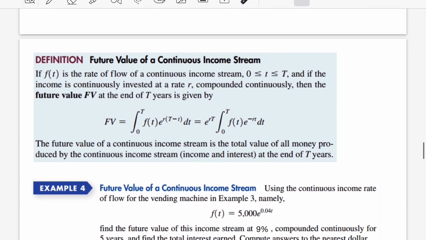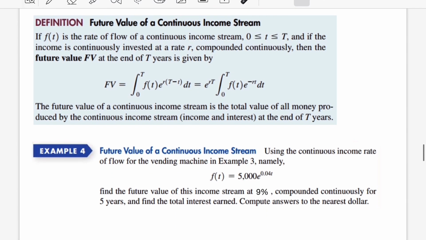So let's look at an example of this. Using the continuous income rate of flow for the vending machine in the last example, we were given this function here. We want to find the future value of this income stream at 9% compounded continuously for 5 years, and we're going to find the total interest earned.